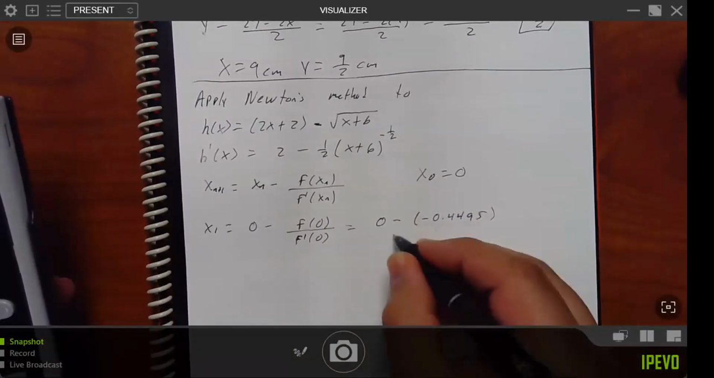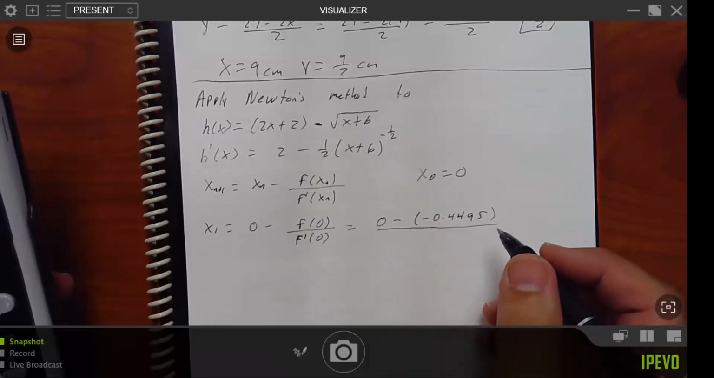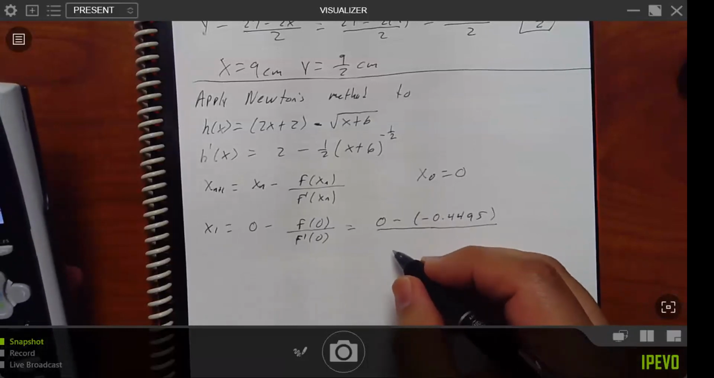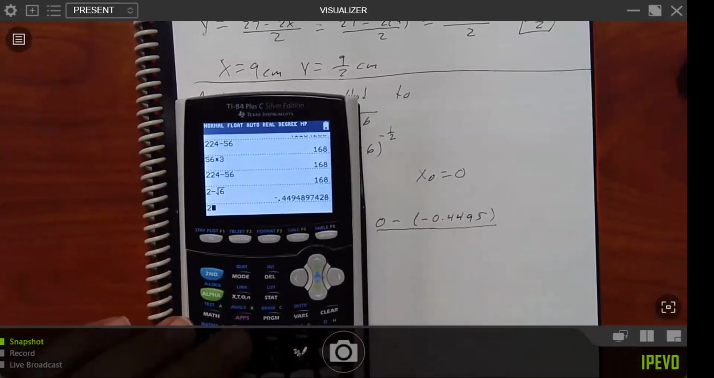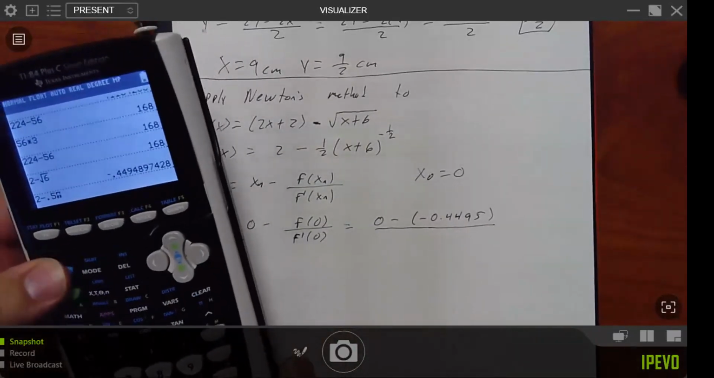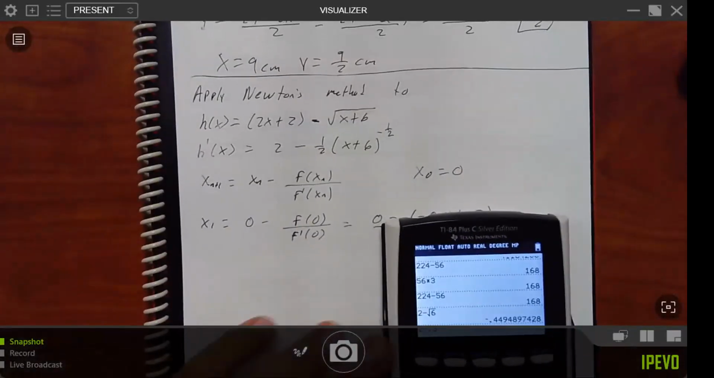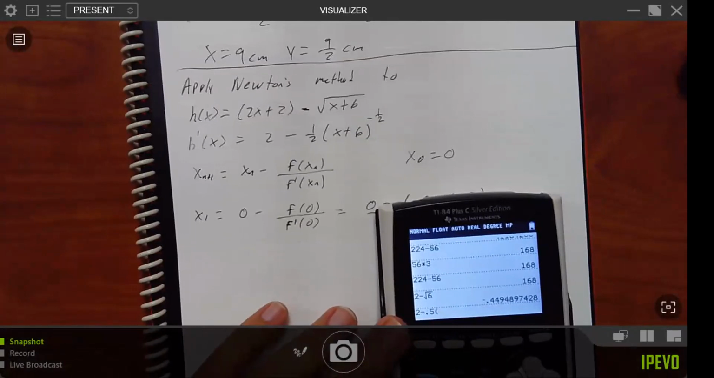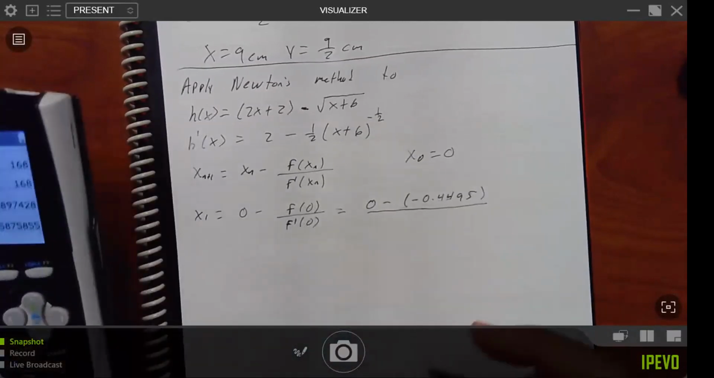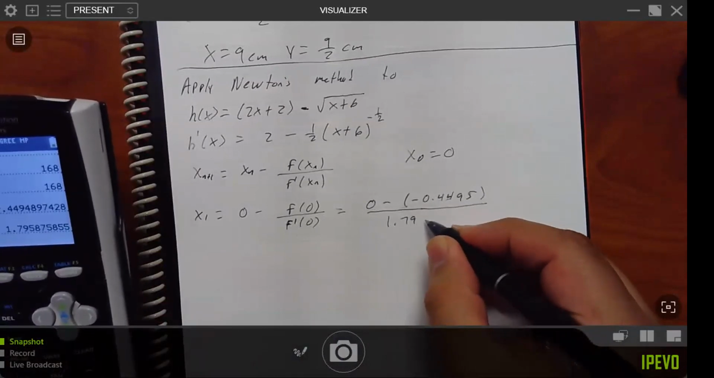Nine five over. This is when it differs from 1,000. Okay. The derivative will be 2 minus 0.5 times parentheses of 0 plus 6 to the negative 0.5. Okay, so that'll be 1.796.